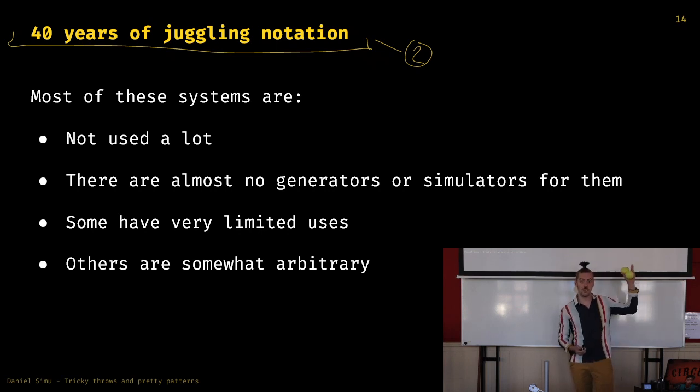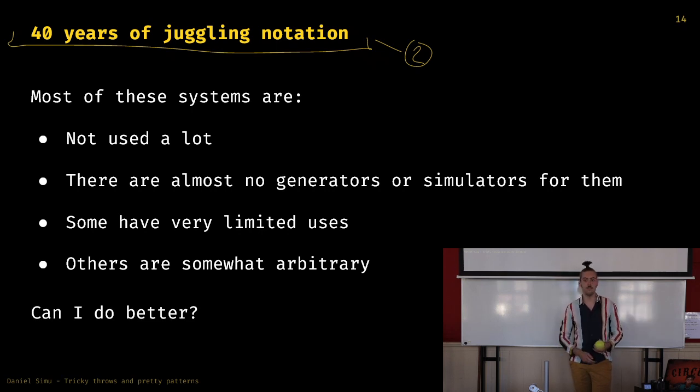So inspired by these 25 notations that I found and looking at the limitations, I asked myself if I could do better, and that is to come up with a comprehensive system that describes most of juggling in a way that doesn't have these issues.